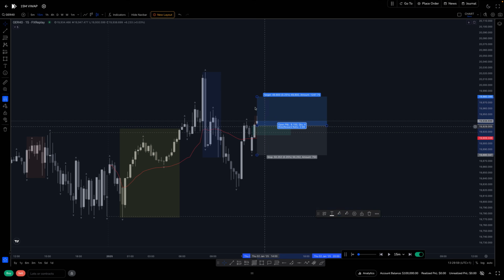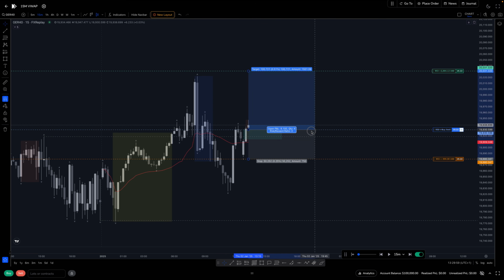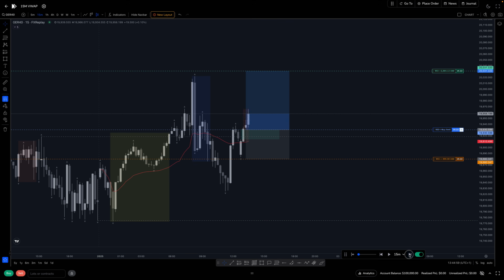Stop loss above this swing, below this swing low, and then I will look to target a 2%. So place this trade, place a limit, and I'm using FX Replay to backtest this, for the simple fact that it gathers all the stats itself, and it saves me putting it into an Excel spreadsheet.